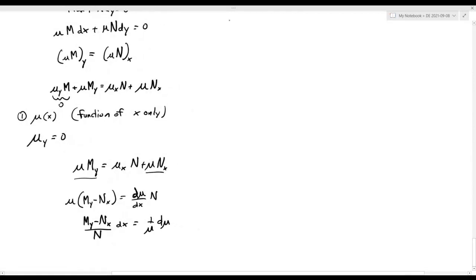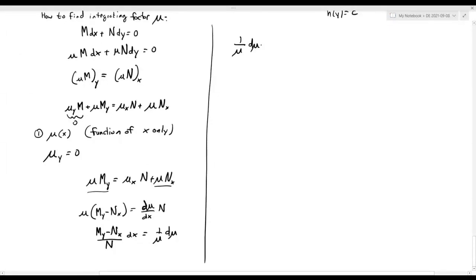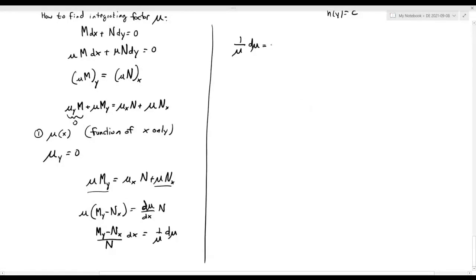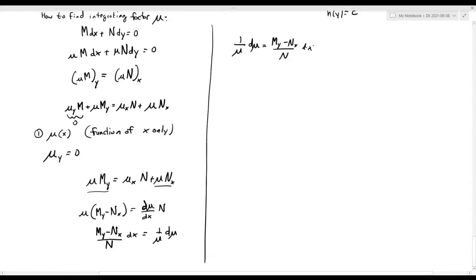So what we have is 1 over mu d mu. We assumed that mu is just a function of x only. Meaning that if that assumption is to be true, it would have to be the case that the opposite side, the side that's equal, has to be a function of x as well. Otherwise, we have some sort of contradiction.